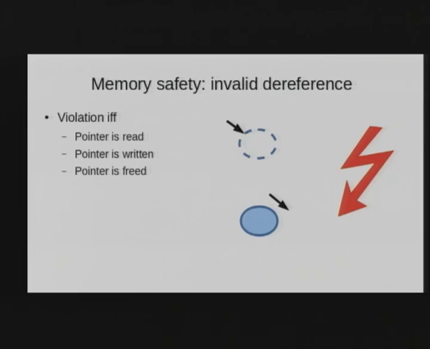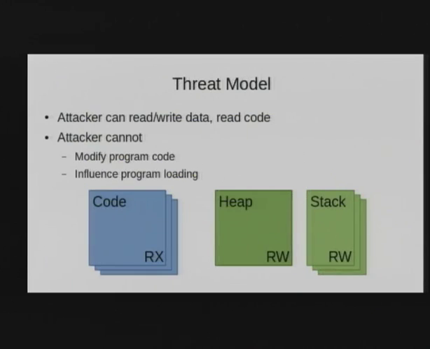So when looking at defense mechanisms, we always have to define a threat model. And the threat model we are using for this talk is as follows. We assume a very powerful attacker model in that the attacker can read and write arbitrary data. So all the data on a heap, on a stack, or in any global place is allowed to be read by the attacker. And the attacker can also read the code, so the attacker can try to learn secrets from the code. What the attacker cannot do is modify the program code. So the attacker cannot inject new code, and also the attacker cannot influence program loading.